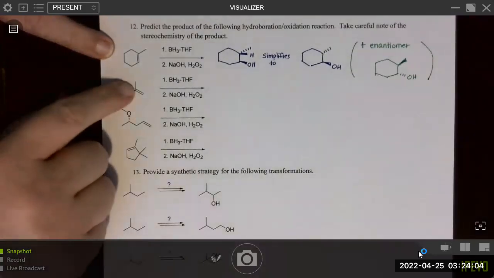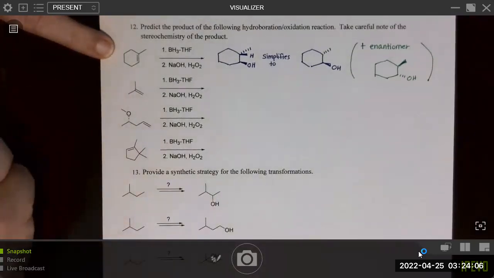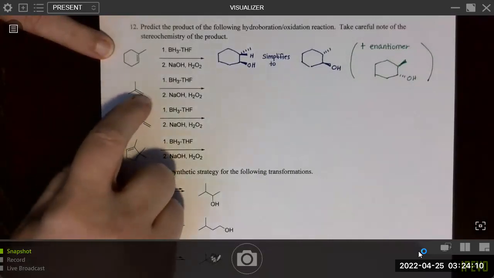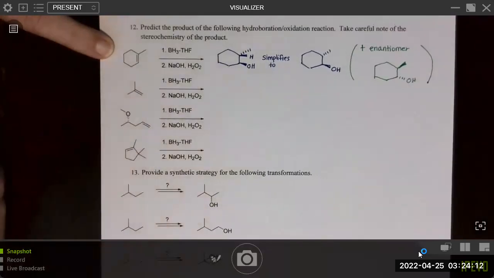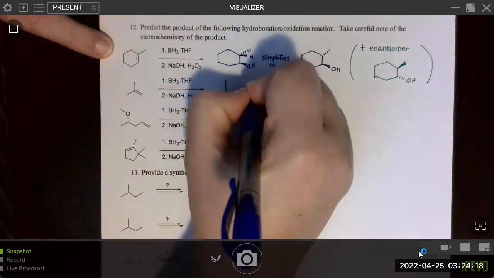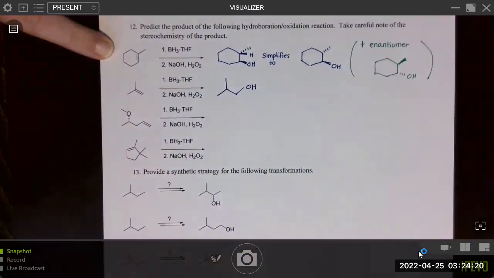Next, again, we're adding H and OH across the double bond. It's going to go anti-Markovnikov, so the less substituted carbon will get the OH group. We are not forming any stereocenters in this case. So with no stereocenters being formed, we don't have to concern ourselves with stereoselectivity.